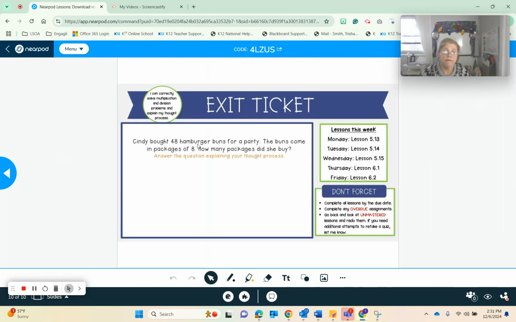Then we have your exit ticket. Sunday bought 48 hamburgers for a party. The buns come in packages of 8. How many packages did she buy? Solve, and you are done. Yay!